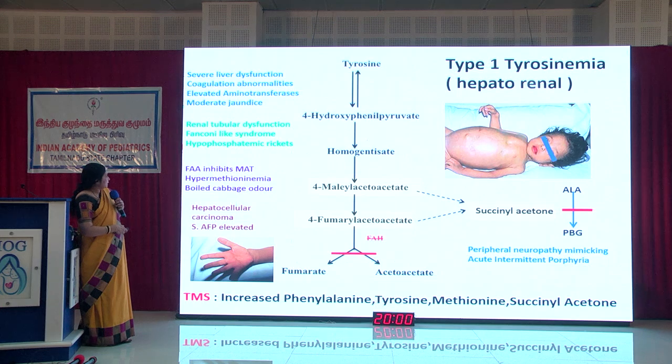And why is there an increase in methionine? Hypermethioninemia leads to a cabbage-like odor. This intermediate inhibits the enzyme which breaks down methionine, so methionine levels are elevated. And the important thing is succinyl acetone is formed from this, which inhibits the heme pathway. ALA is elevated. What is ALA? Aminolevulinic acid, which is neurotoxic and causes peripheral neuropathy mimicking acute intermittent porphyria.